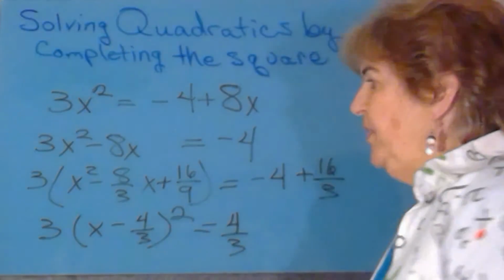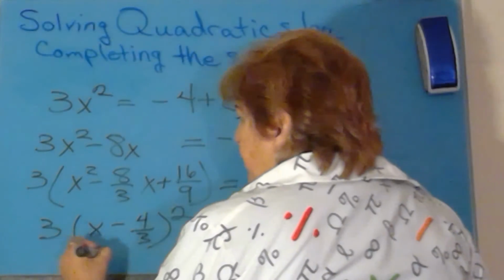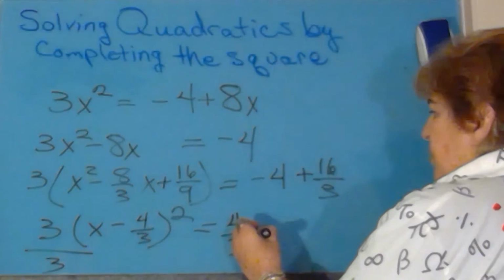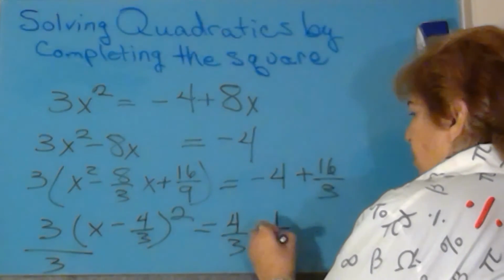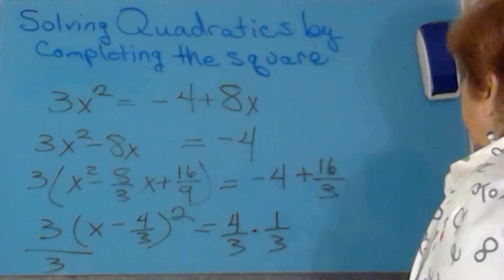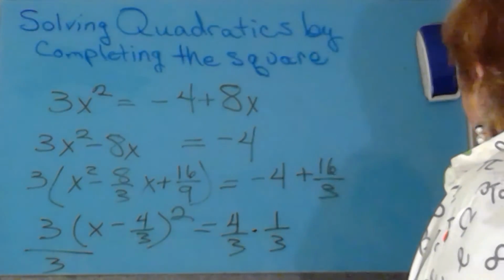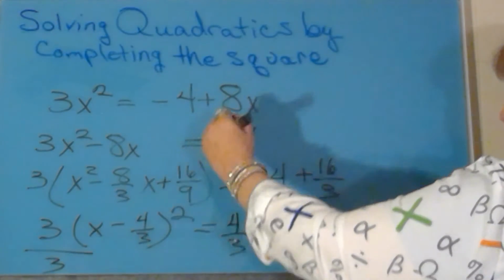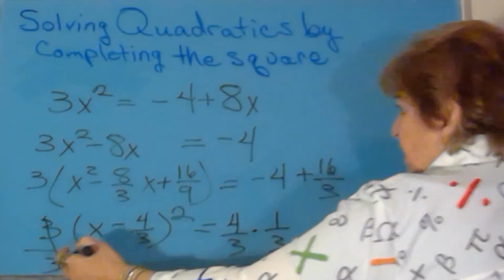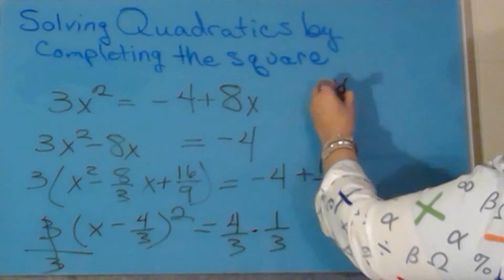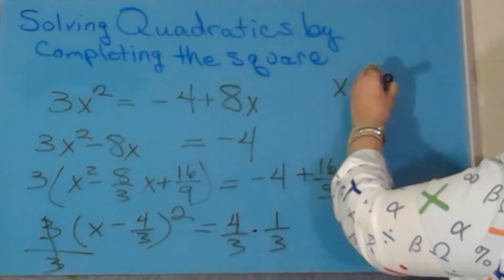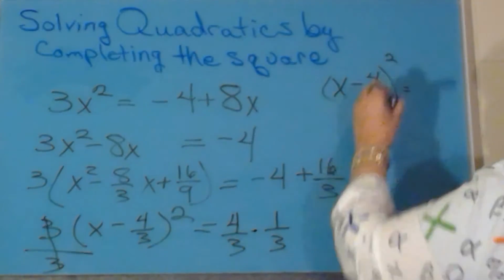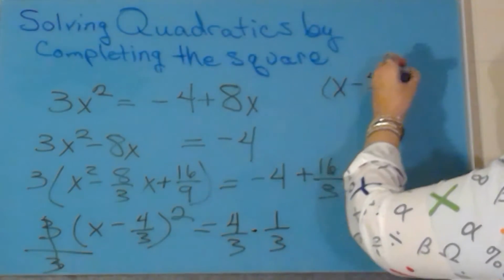How are you going to solve this? Well, you've got to get rid of the 3, so we're going to divide both sides by 3, which is the same as multiplying by 1/3. I'm kind of running out of room, so I'm going to go up here. When I divided those out, I have x minus 4/3 squared equals 4/9.